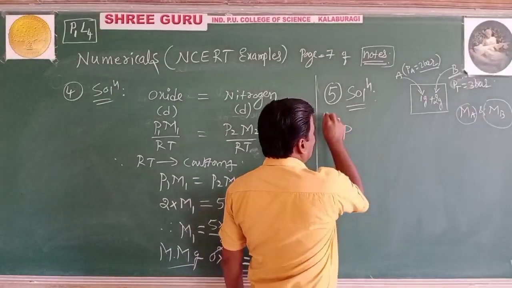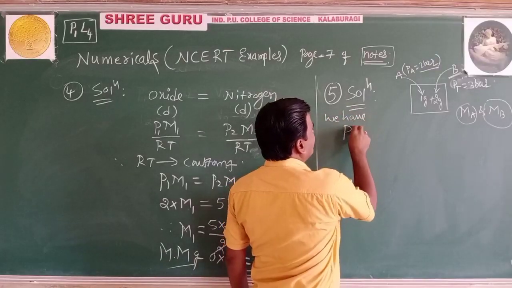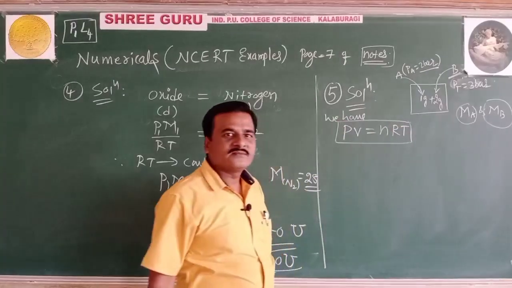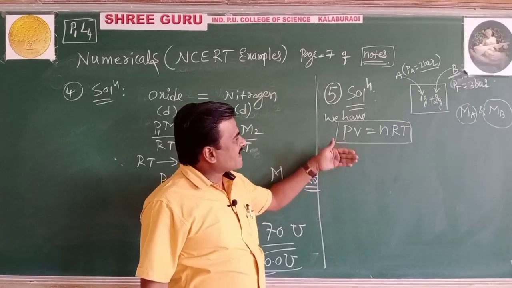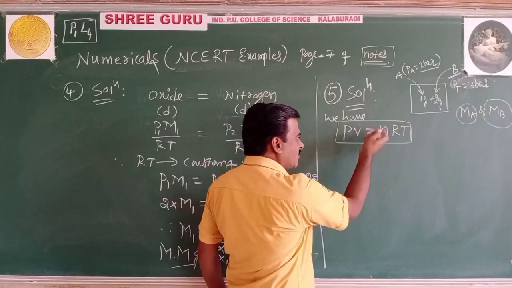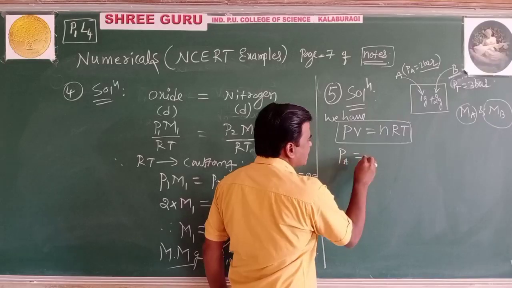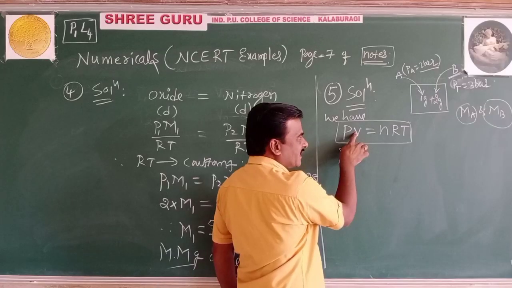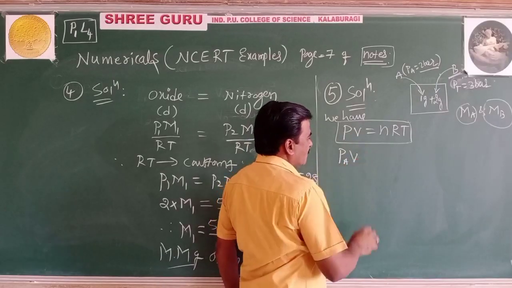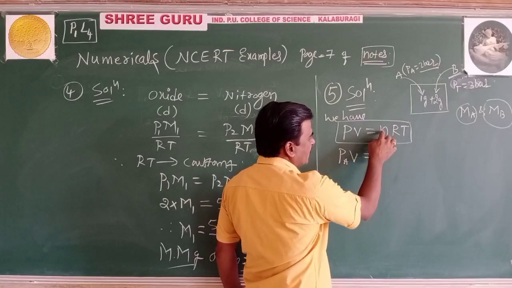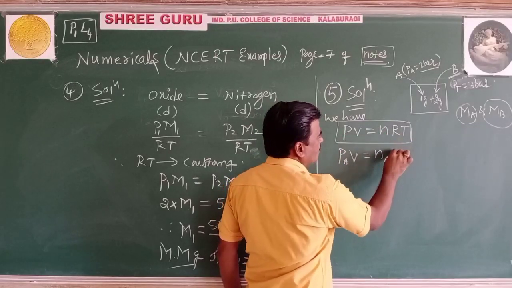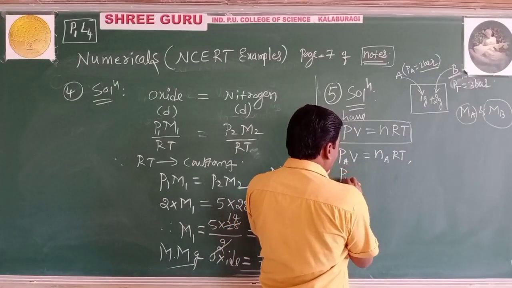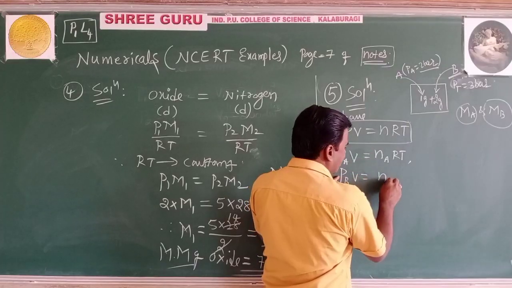Make use of the equation PV equals nRT. Apply it for gas A and gas B. Volume remains constant. I can write P of A into V equals n of A into RT. Similarly, for gas B, P of B into V, volume remains the same, equals n of B into RT.